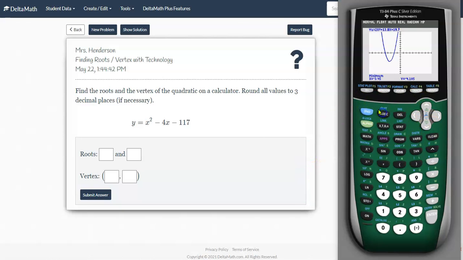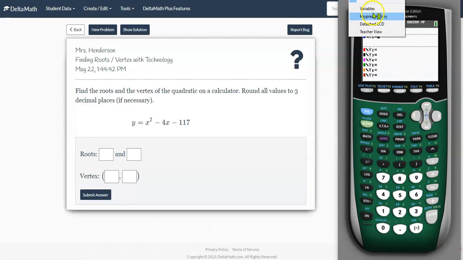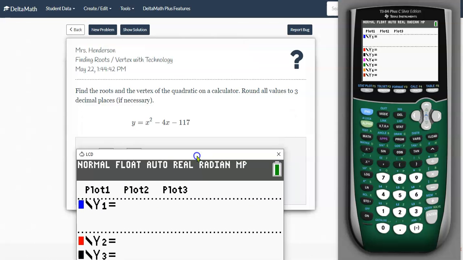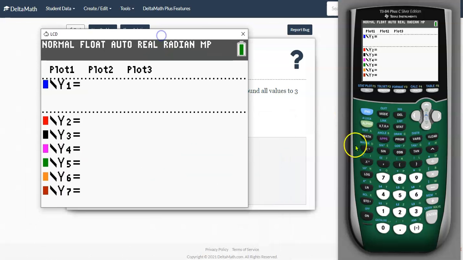All right, here we go. Let's go back to our y equals button here. Let's clear out our old problem, and let's type in our new one. So I'll put this here so you can see. It's x squared minus 4x minus 117.